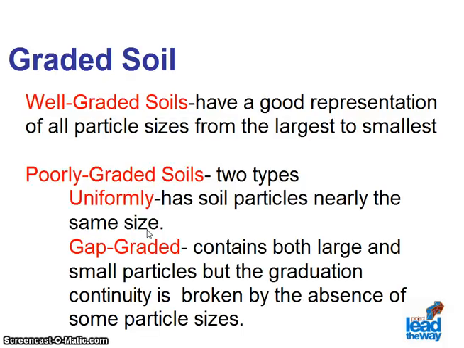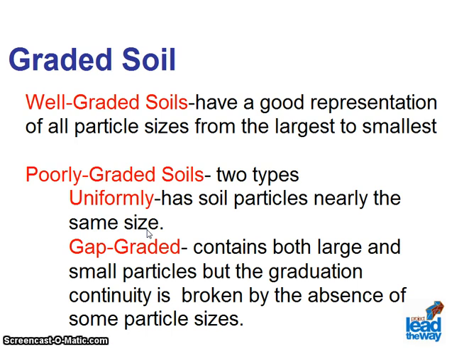Once soil particles have been separated into their various size groupings, they can then be described by their gradation characteristics. A well-graded soil is defined as having a good representation of all particle sizes from the largest to the smallest. A poorly graded soil is divided into 2 groups, uniformly graded and gap graded. A uniformly graded soil is one in which the majority of particles are the same size.